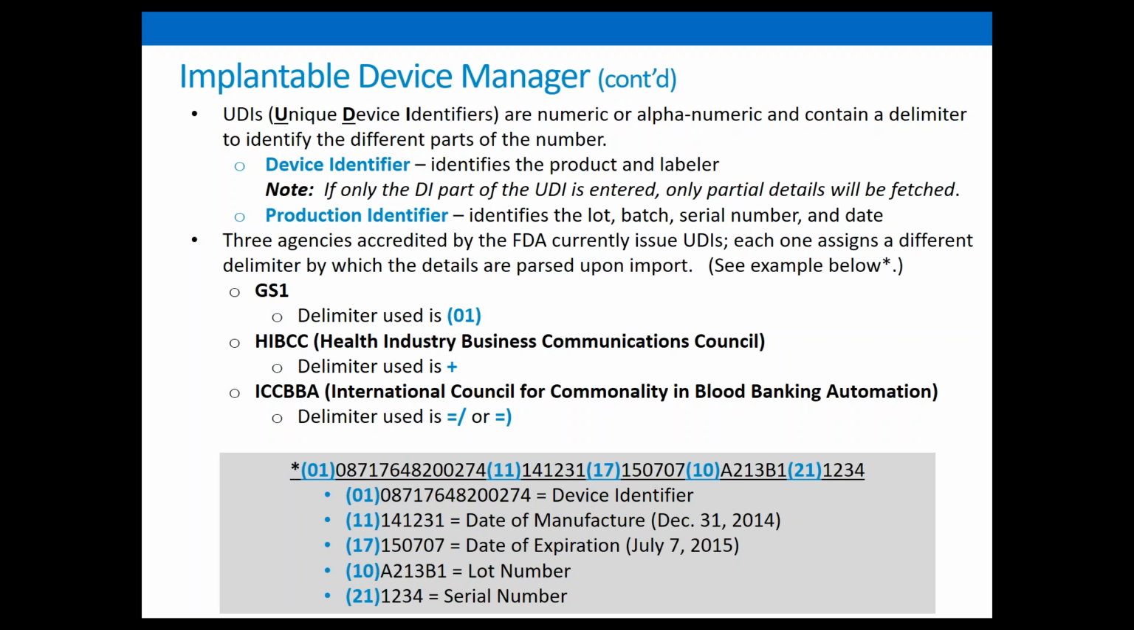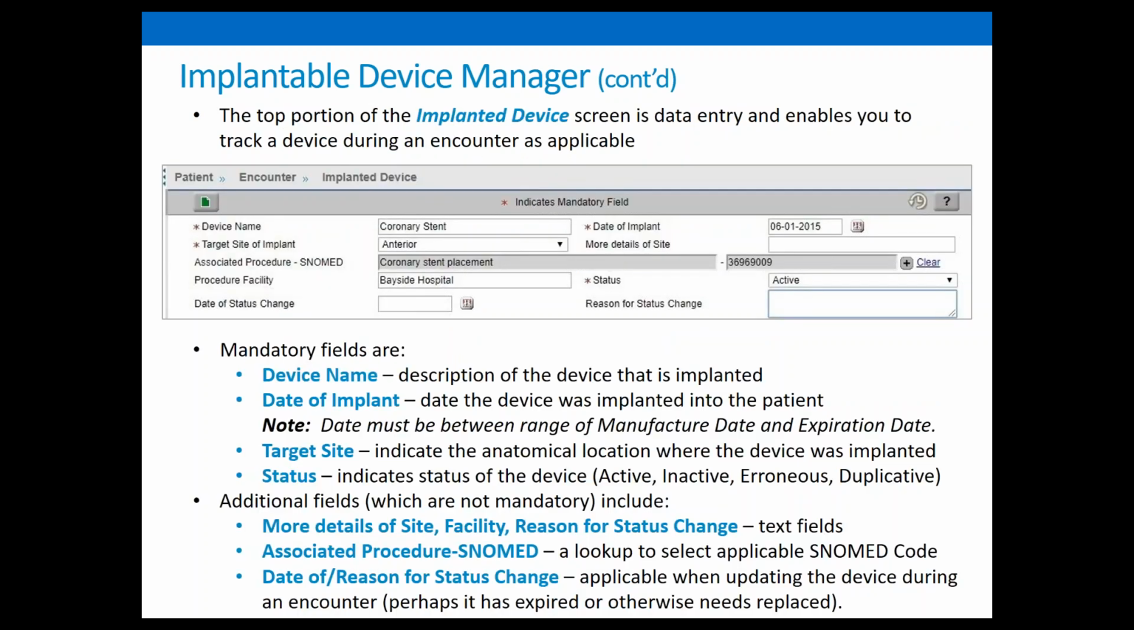So that may be a lot of hogwash to you, but in case you are interested in using this feature, it's important to know that you do need to use the entire number, including those characters, so that when we bring it into PrognoCIS, we parse off the data for you. And then in addition to that, you have these data entry fields where you can keep track of when it was implanted, where it was implanted, specifically, anatomically, what was the site of the implant. Instead of just saying coronary stent heart, you can say anterior, posterior, or whatever the detail is that you want.